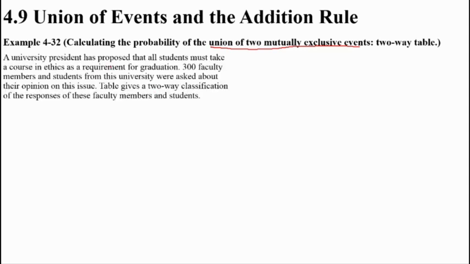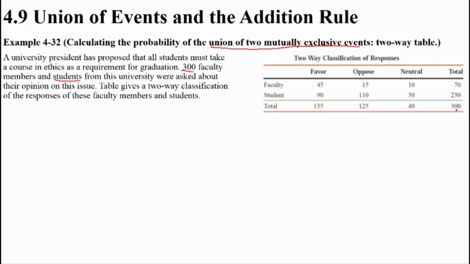Alright, let's apply this to a new problem, the union of two mutually exclusive events. Here the university proposes that a student must take one course required for graduation. So 300 faculty and students were asked about their opinion. They make a table here: 300 total, faculty 30 and 70, and students 230.